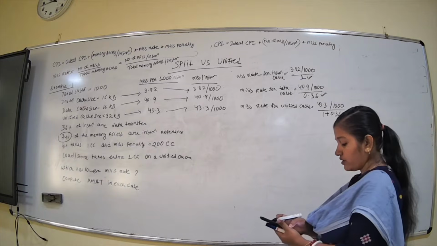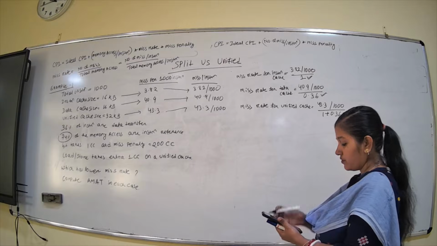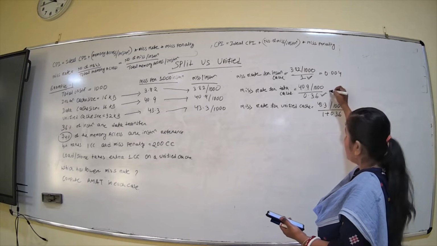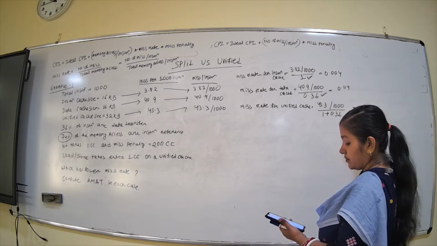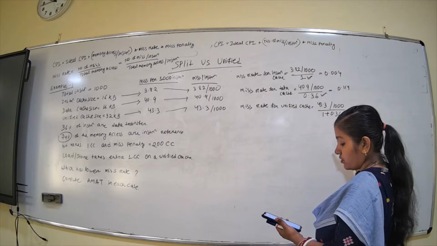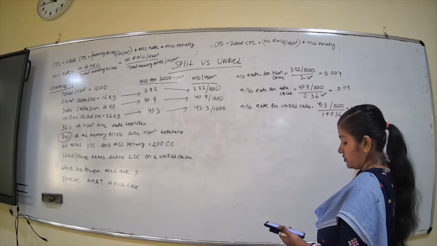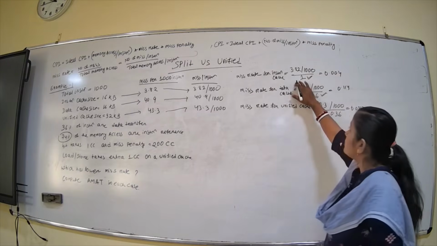So you should calculate. This one is 0.004, then 0.114. Then for the unified cache, you will get 0.0318. Now this is for the instruction and data.